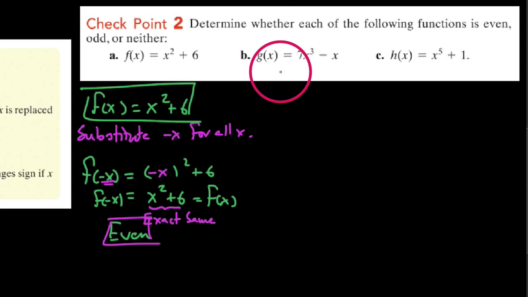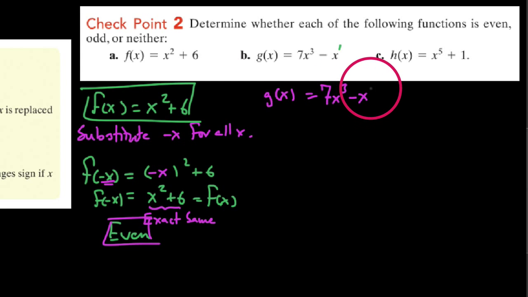So let's take a look at g of x here that says 7x to the third minus x to the first. And not to foreshadow too much here, but I notice this has odd exponents on everything. That's a good indicator that we might have an odd function. But we say, okay, so g of x is 7x to the third minus x to the first.